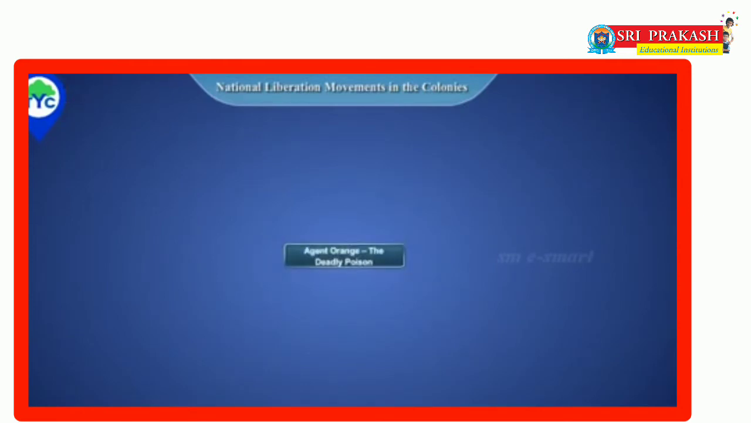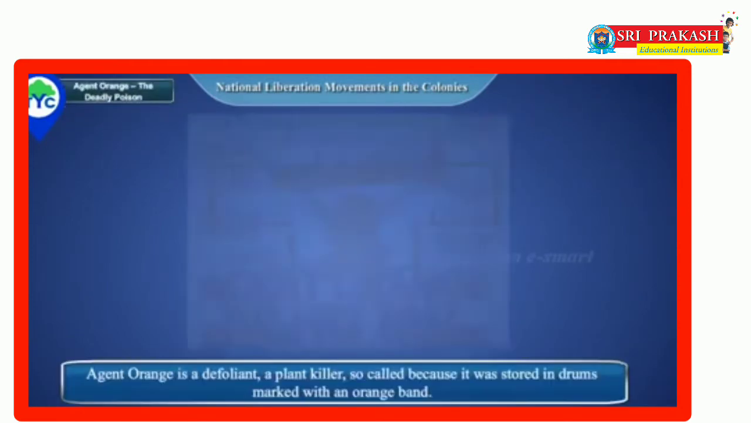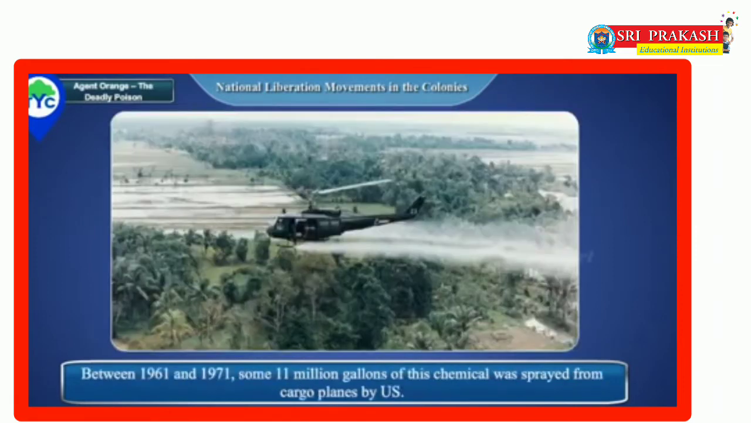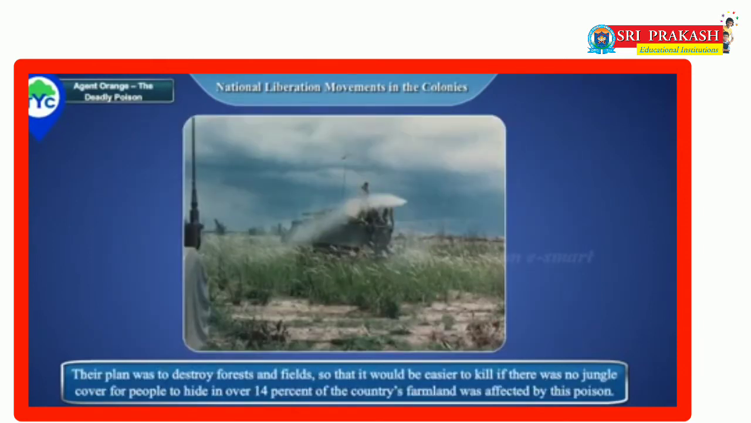Agent Orange, the deadly poison. Agent Orange is a defoliant, a plant killer, so called because it was stored in drums marked with an orange band. Between 1961 and 1971, some 11 million gallons of this chemical was sprayed from cargo planes by the US. Their plan was to destroy forests and fields so that it would be easier to kill if there was no jungle cover for people to hide.